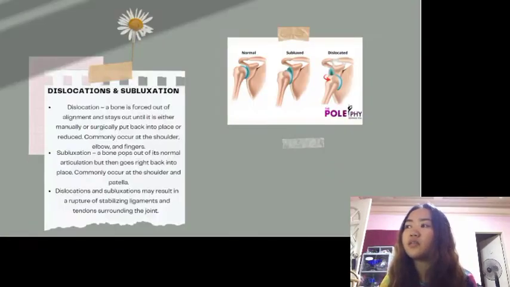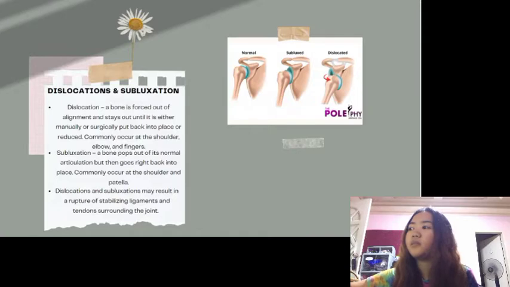So dislocations and subluxation. In a dislocation, a bone is forced out of alignment and stays out until it is either manually or surgically put back into place, or reduced. It commonly occurs in the shoulder, elbow, and fingers. In a subluxation, a bone pops out of its normal articulation but then goes right back into place. It commonly occurs in the shoulder and patella. Dislocations and subluxations may result in a rupture of stabilizing ligaments and tendons surrounding the joint.